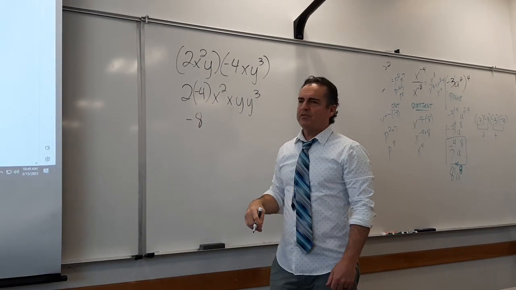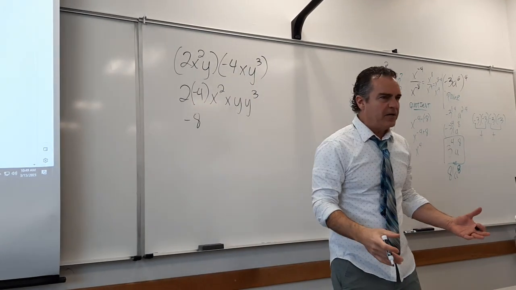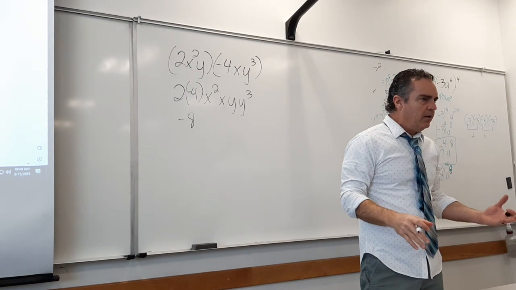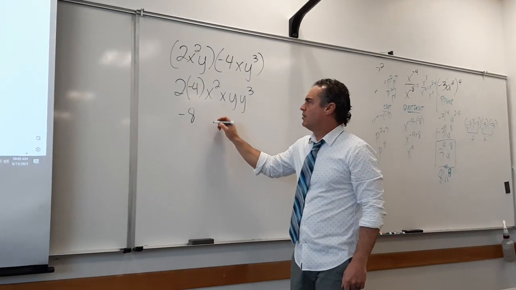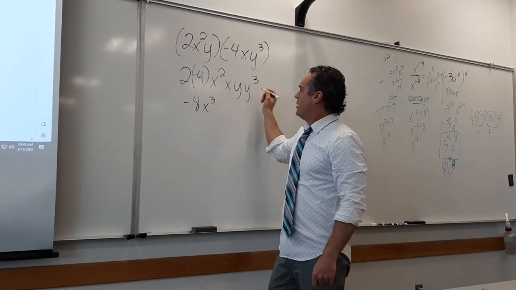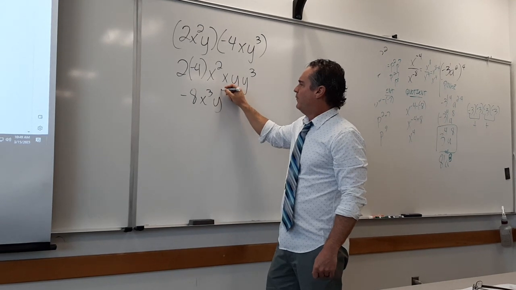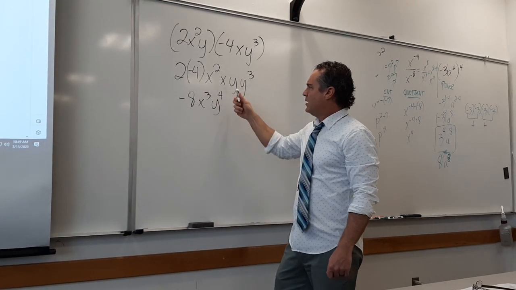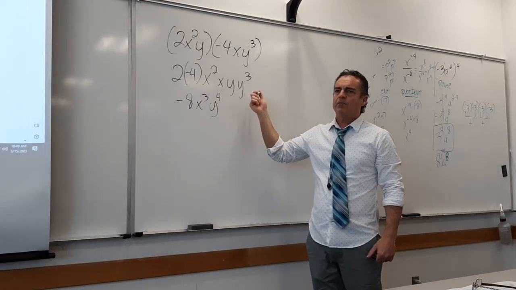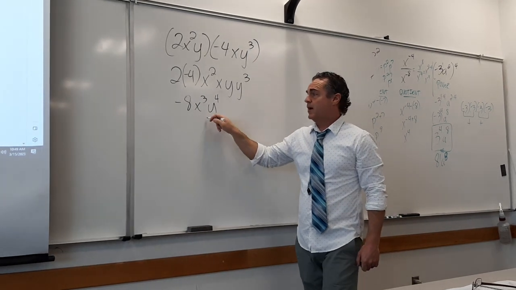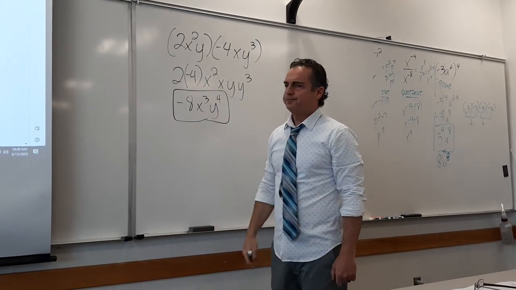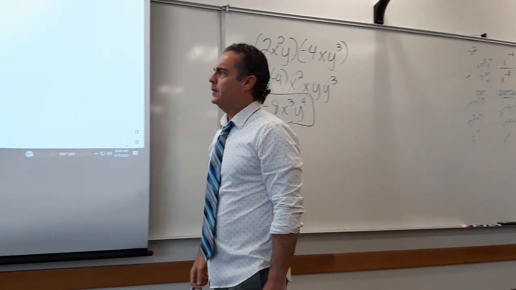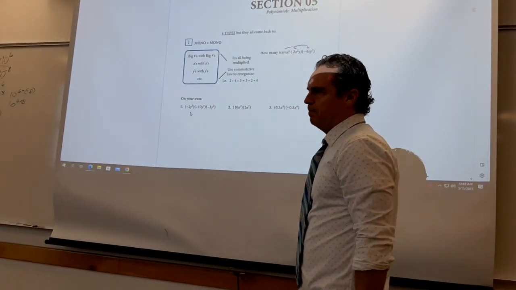X to the second times x. Well, we learned the laws of exponents for a reason, and we're going to use them. X squared times x makes x to the third. Y times y to the third, not y times y, makes y to the fourth. And that's my answer, and I'm done. You guys good? Okay. Hard or easy?